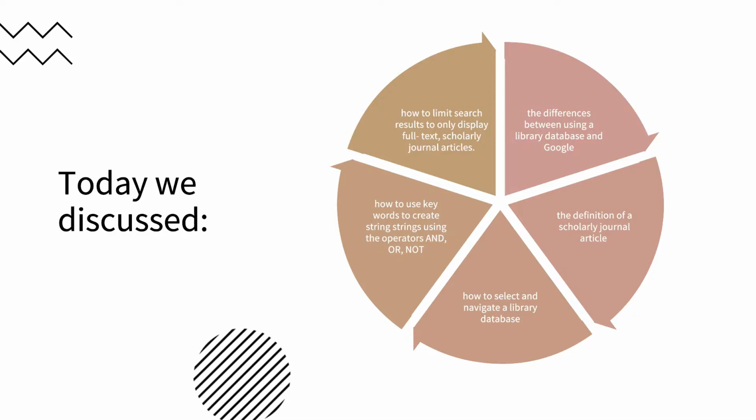Congratulations! As a quick review, today we discussed the difference between using a library database and Google, the definition of a scholarly journal article, how to select and navigate a library database, how to use keywords to create search strings using the operators and, or, and not, and how to limit search results to only display full-text scholarly journal articles. When all put together, searching for journal articles is easy.